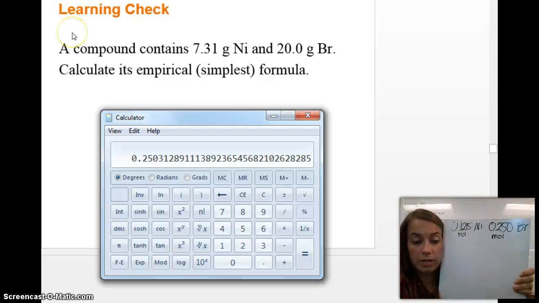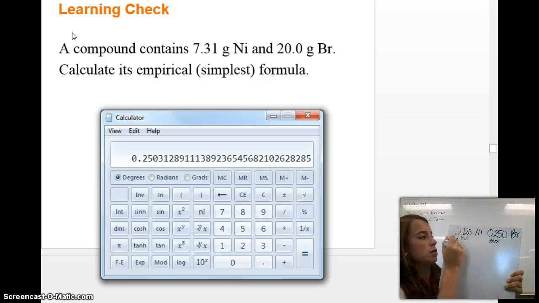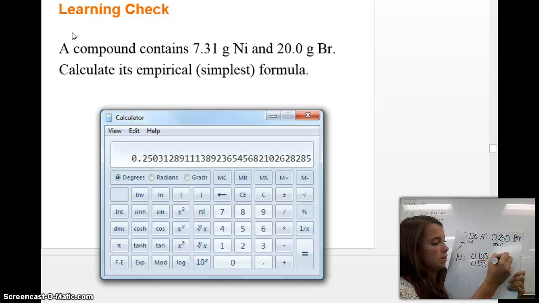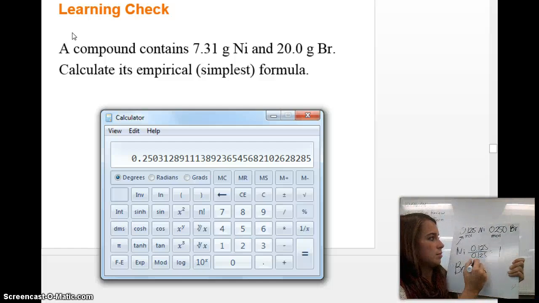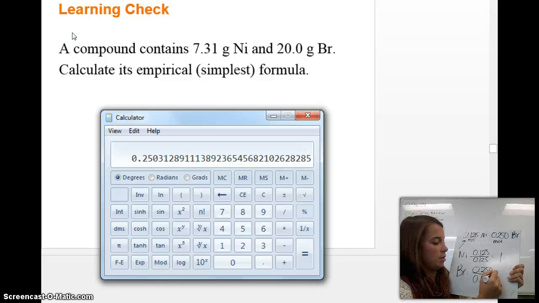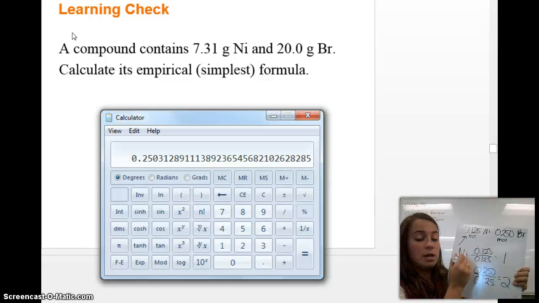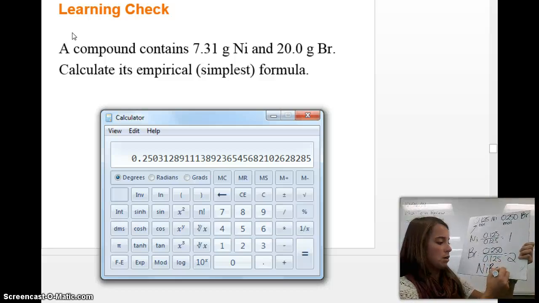Well, remember, the empirical formula tells me the simplest relationship between these two. So what you want to do is divide them by the lowest number of moles. So the lower one is the nickel. So let's take them both. Nickel would be 0.125 divided by 0.125. That's just going to get me 1, right? So I'm going to have 1 nickel. And then bromine, I'm going to do the same, 0.250 divided by that smaller one, 0.125. Some of you are recognizing that would give me 2. So that tells me the relationship that I have 1 nickel for every 2 bromine. So I could write the empirical formula as NiBr2.